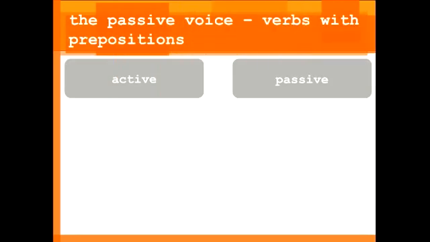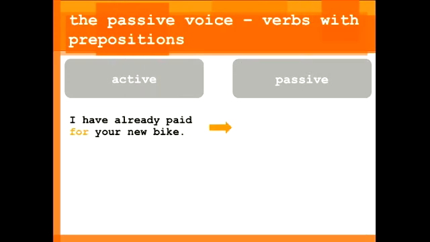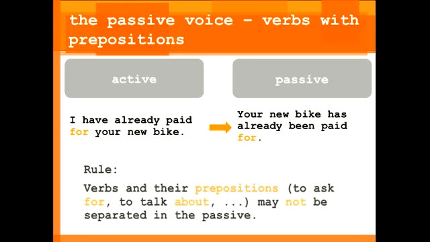Let's continue. Verbs with prepositions, the next chapter. A new active sentence for you. I have already paid for your new bike, and in the passive we have your new bike has already been paid for. The for, the preposition, is important, as I've already pointed out. You need it, so please put it there.